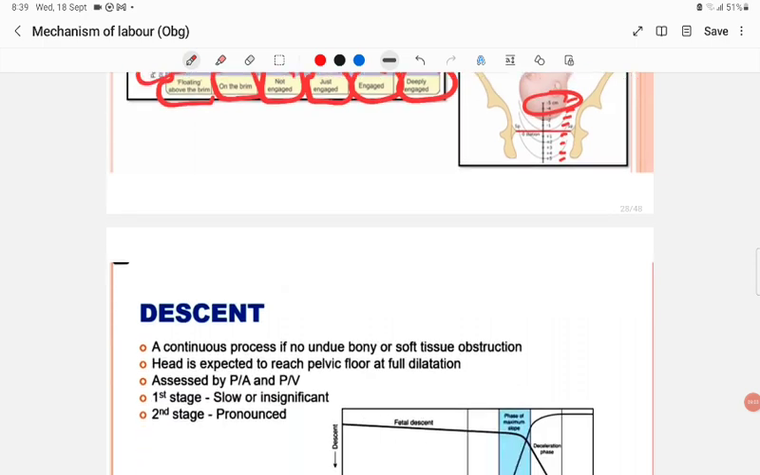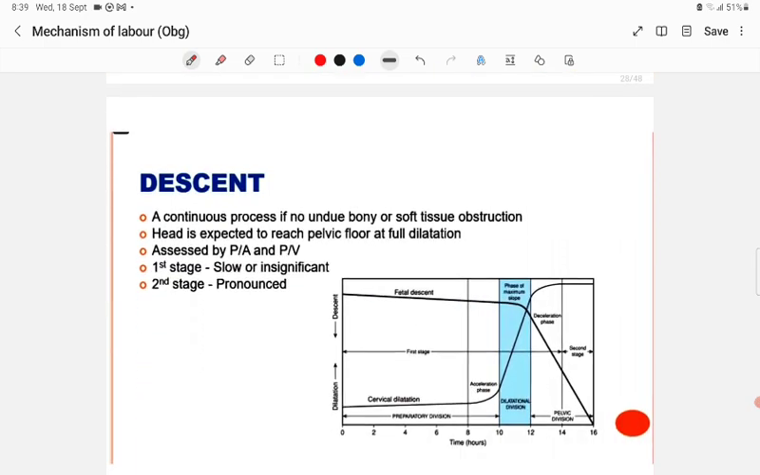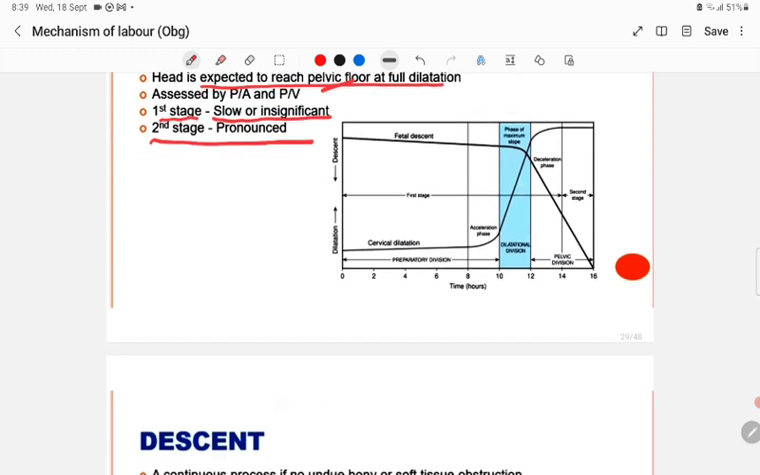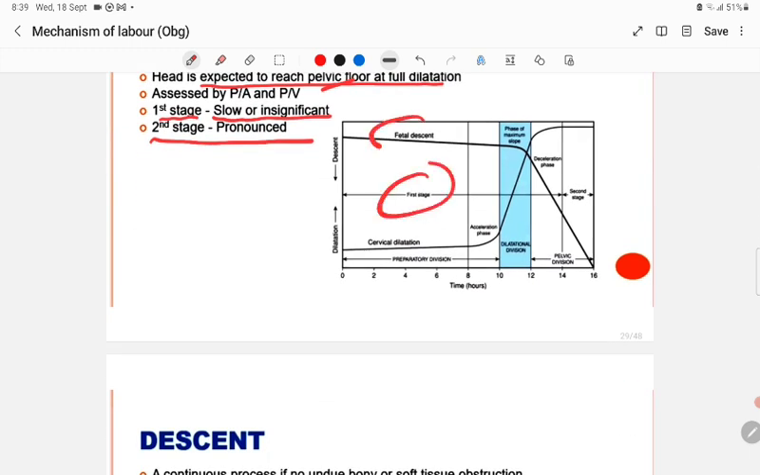Then descent is a continuous process if there is no undue bony or soft tissue obstruction. If there is no obstruction, the head is expected to reach the pelvic floor by full dilatation. This assessment was already described for per abdomen and PV examination. In the first stage there is slow or insignificant descent. In the second stage, there is pronounced descent. You can see here in the first stage fetal descent is very slow while cervical dilatation is progressing, the acceleration phase, the active phase. This is the deceleration phase of maximum slope. In the second stage, the descent will increase.